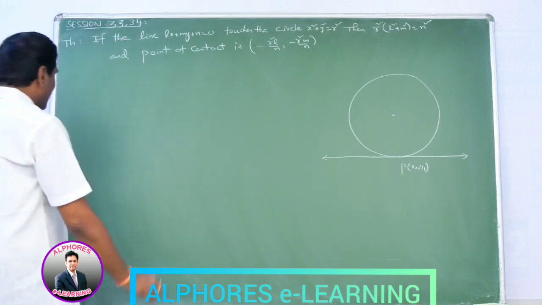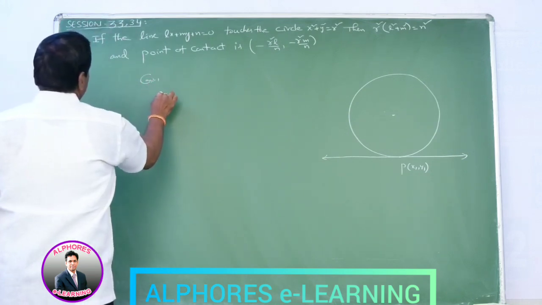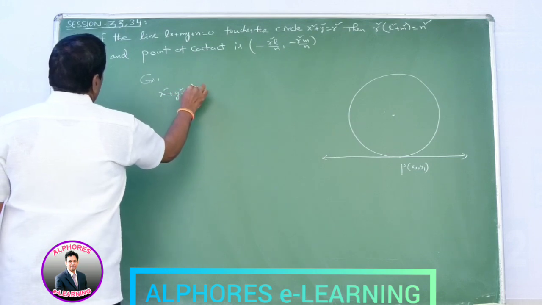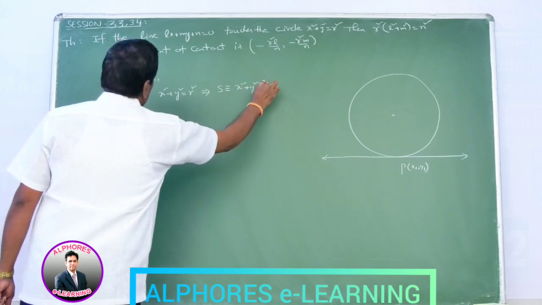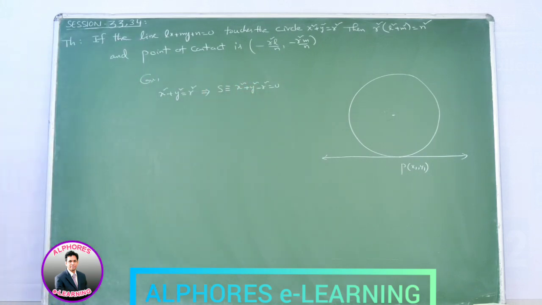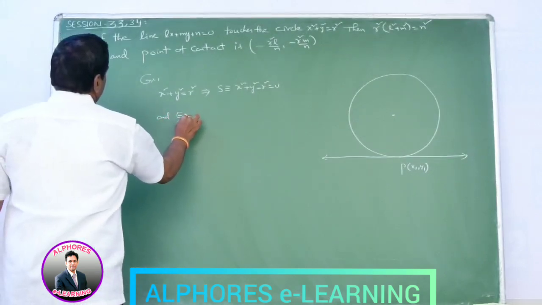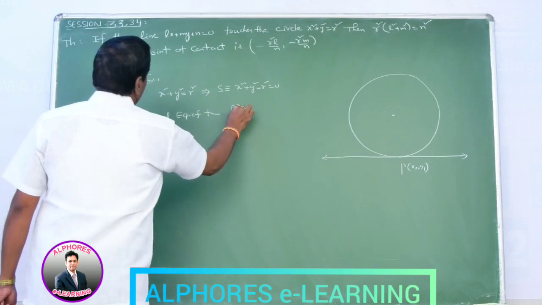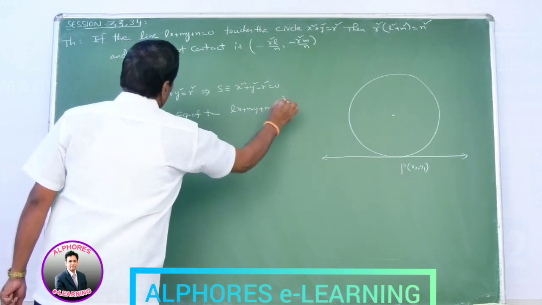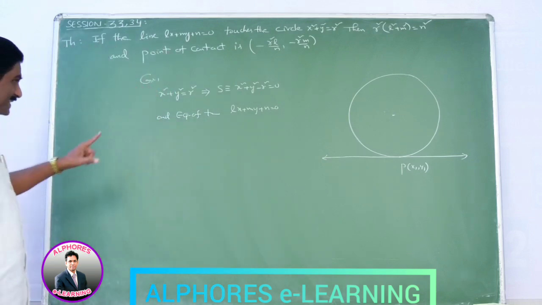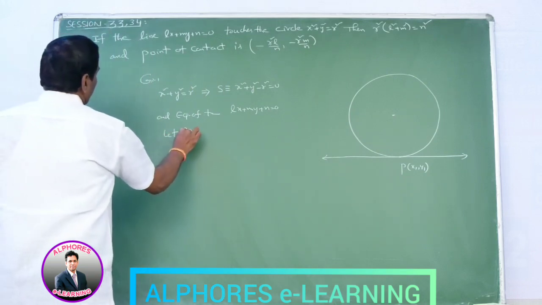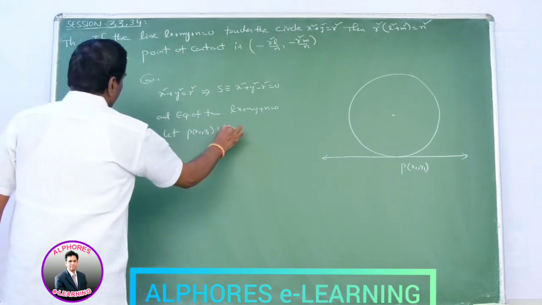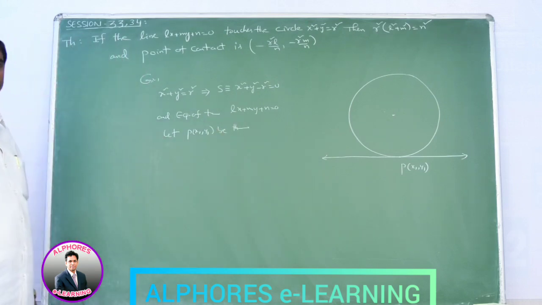Okay. What is the given circle? x² + y² = r². That implies, in notation form, S = x² + y² - r² = 0. S = 0 means x² + y² - r² = 0. And the equation of the tangent is Lx + My + N = 0. Okay. Say this line touches the circle at P(x1, y1). Let P(x1, y1) be the point of contact of the line and circle.